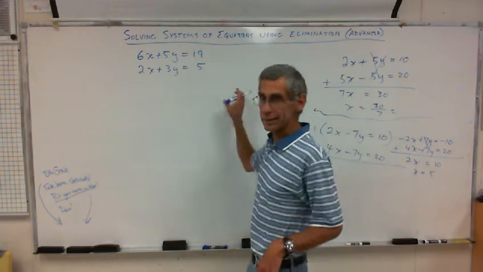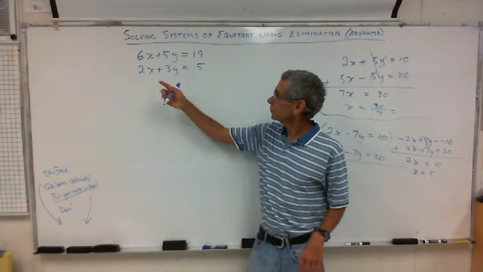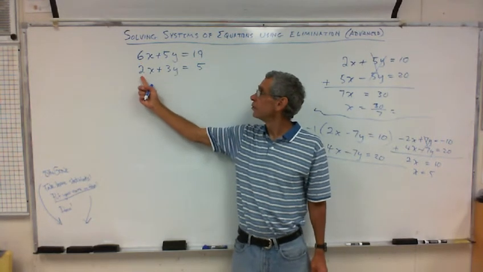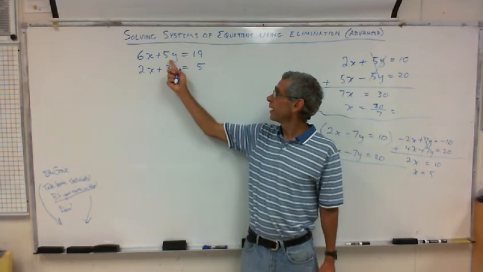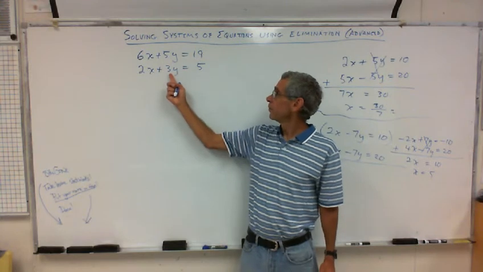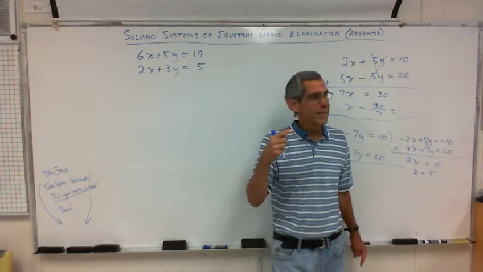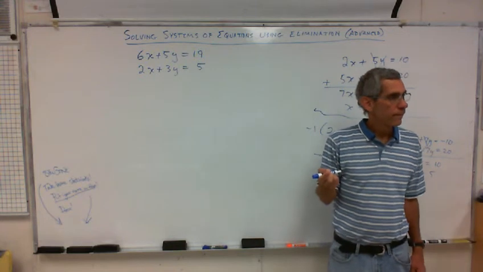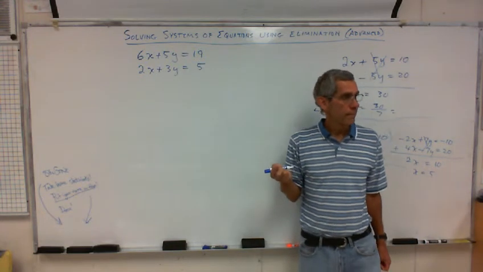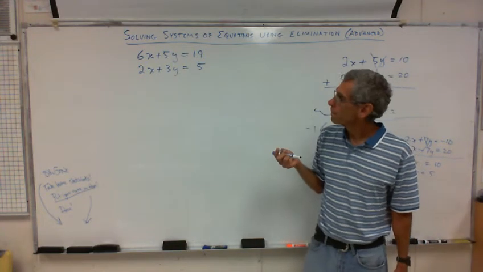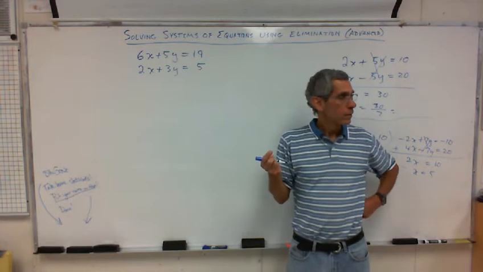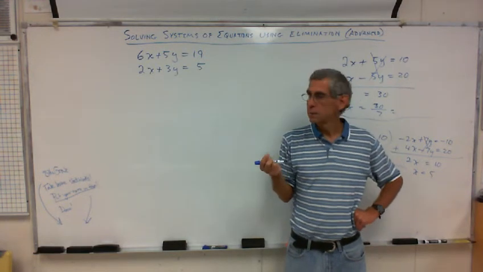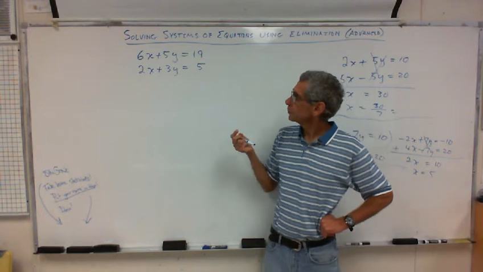So let's use that same idea over here. I'm looking at my coefficients. I have a 6 and a 2 in front of the x's, and I have a 5 and a 3 in front of the y's. What would be the easiest thing to do? Multiply by negative 3? So I heard negative 1 and I heard negative 3. What about multiplying by negative 2? Just the bottom line.